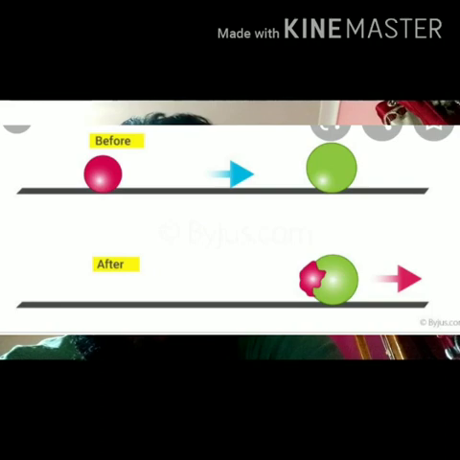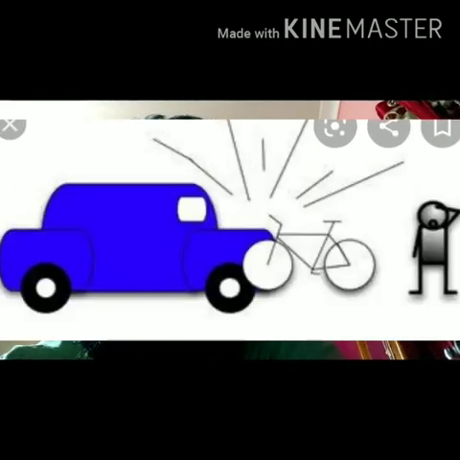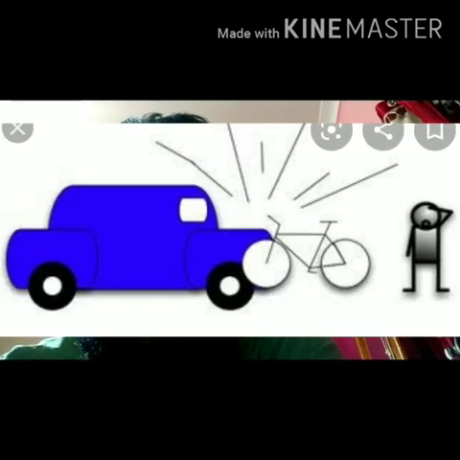In the case of collision force, when two bodies collide with each other, there is collision force. Like when two cars collide, they exert force on each other, and this force is collision force.